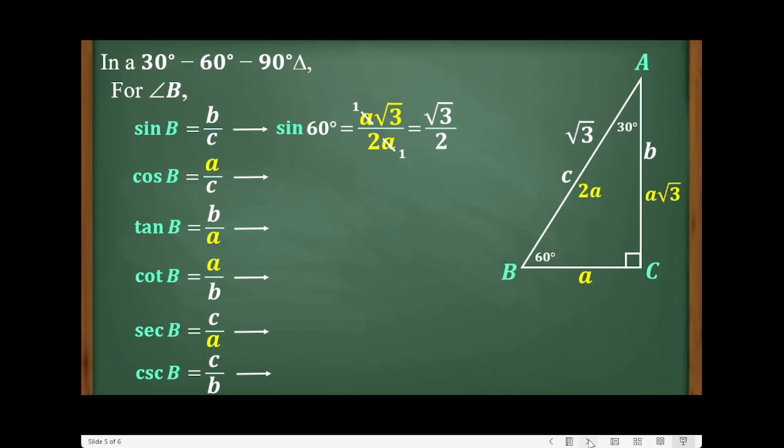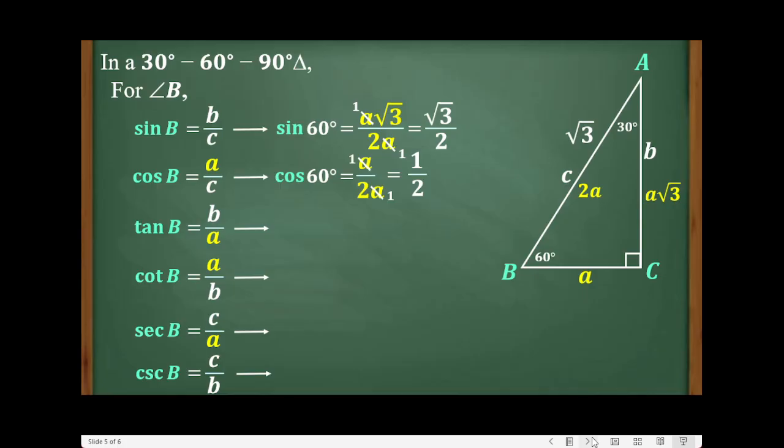Okay? Now, for the cosine B, which is equal to A over C, that is what? Cosine 60 degrees, which is equal to, of course, we retain A, but when it comes to hypotenuse denoted by small letter c, we're going to replace c by its equivalent in terms of A. And from the figure, that is what? 2A. And again, there is a common factor of A from the numerator and denominator. So we're going to cancel A from these two. What will be the resulting fraction? That is 1/2. Therefore, cosine 60 degrees is equal to 1/2.